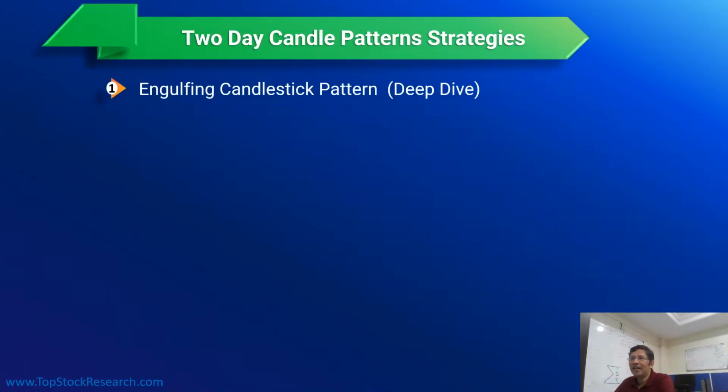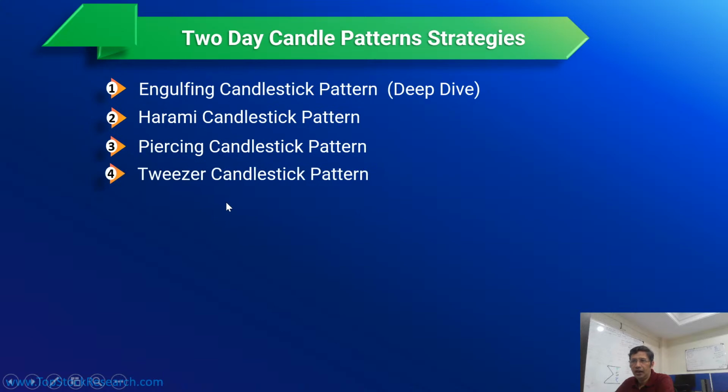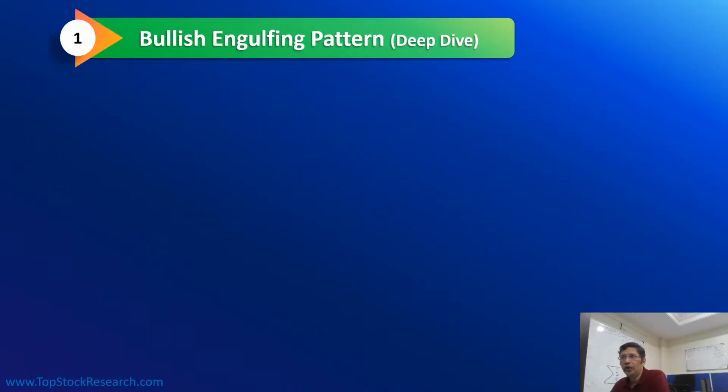Two-candle pattern strategies. What we'll cover is engulfing in a deep dive, and then we'll cover Harami, piercing, Tweezer, and kicker, all the four or five patterns that we have mentioned out here, with examples. Before we go into the engulfing pattern, any questions?